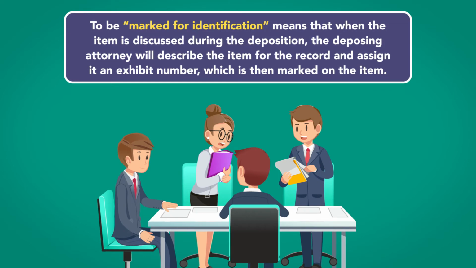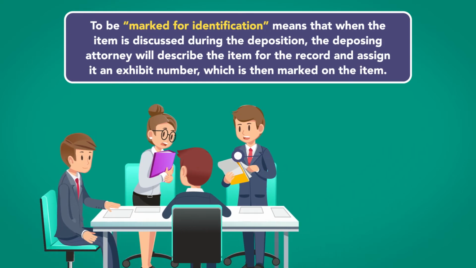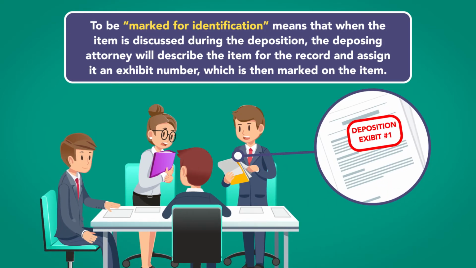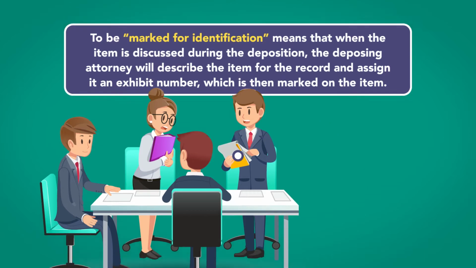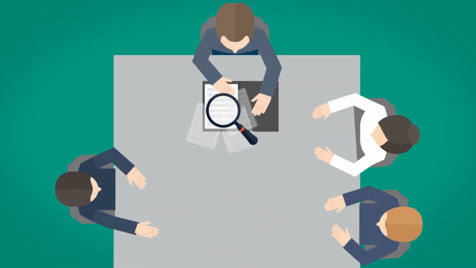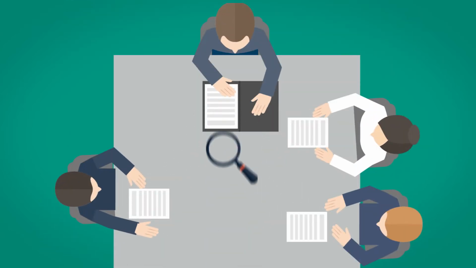To be marked for identification means that when the item is discussed during the deposition, the deposing attorney will describe the item for the record and assign it an exhibit number, which is then marked on the item. Any party present can inspect and copy the items produced by the deponent.